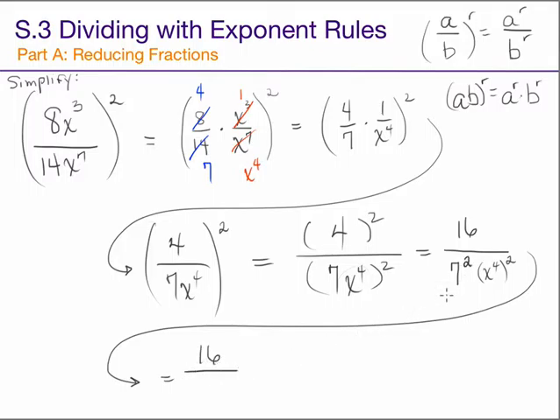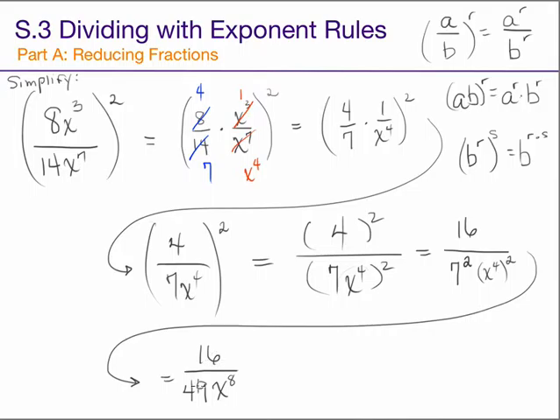and I can evaluate 7 squared is 49, and x to the fourth to the second, well, that's another property of exponents. B to the r all raised to the s is b to the r times s. So I need to multiply my exponents. This is x to the eighth. And that's my final answer.